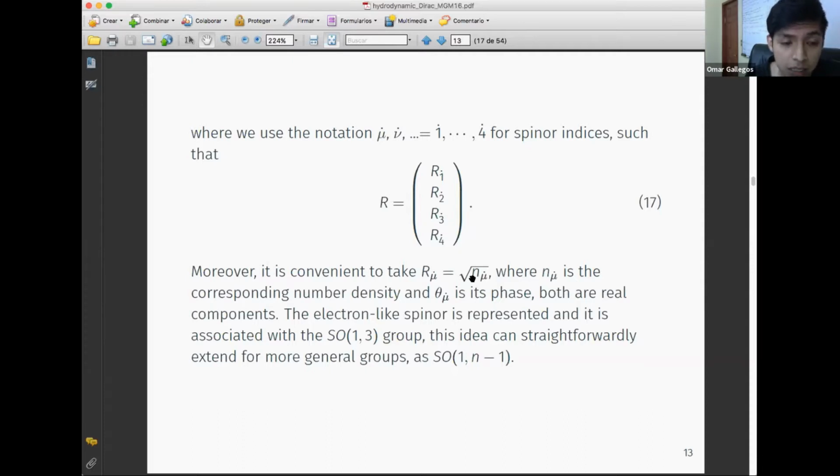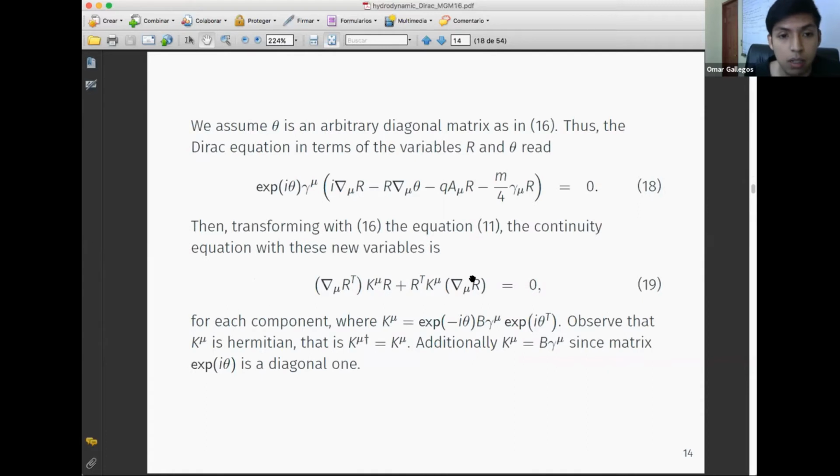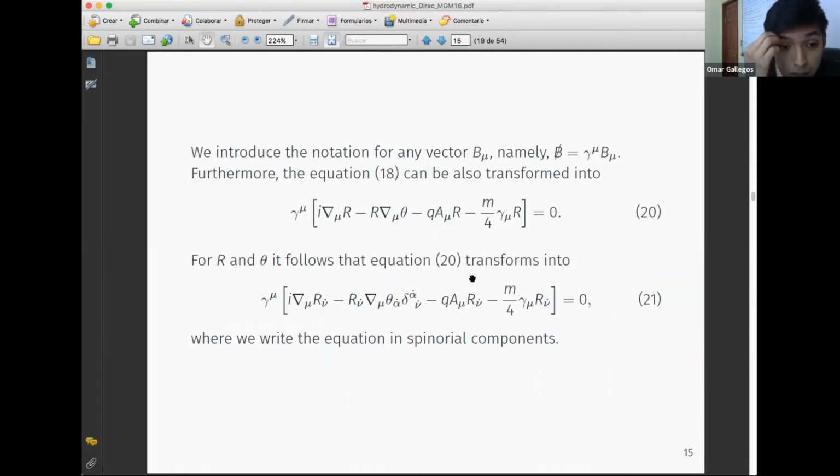We can relate it for the electron-like spinor with the SO(1,3) group, but this idea can be straightforwardly extended for more general groups. If we take this Madelung transformation in the Dirac equation or in the continuity equation, we can obtain these relations. And if we take each component of the spinor, we can obtain equation 21.